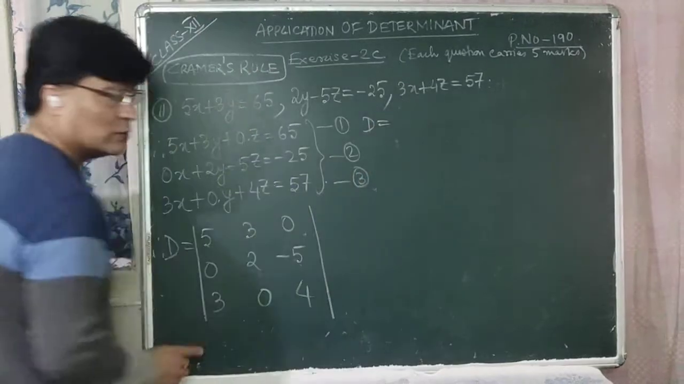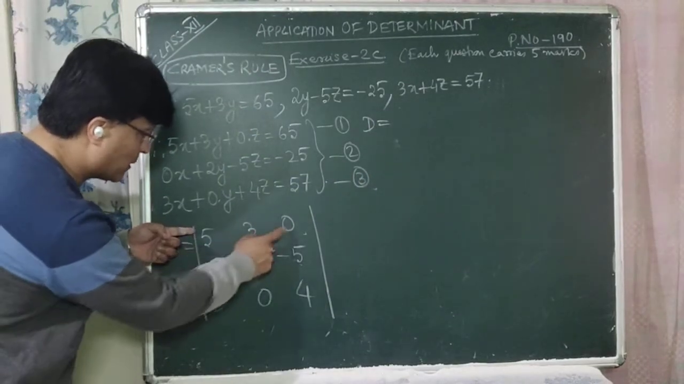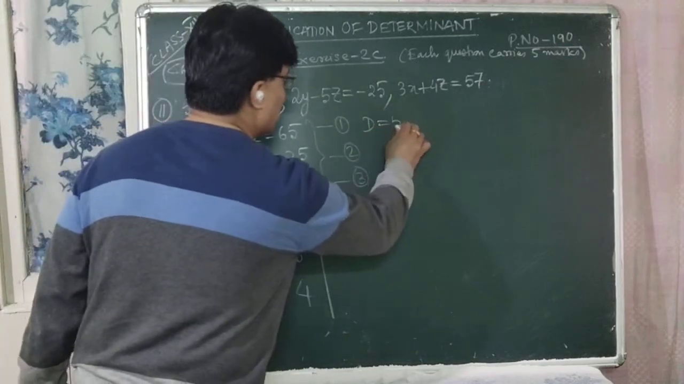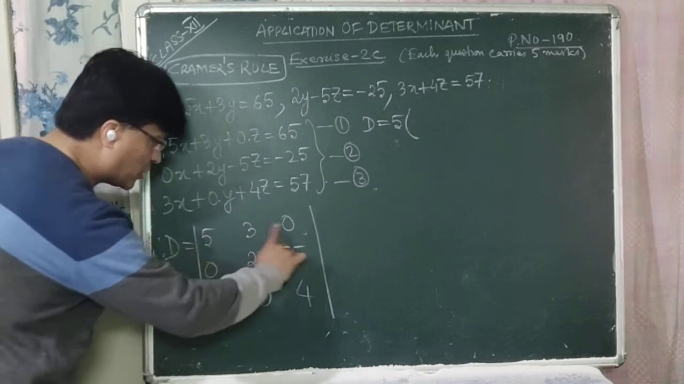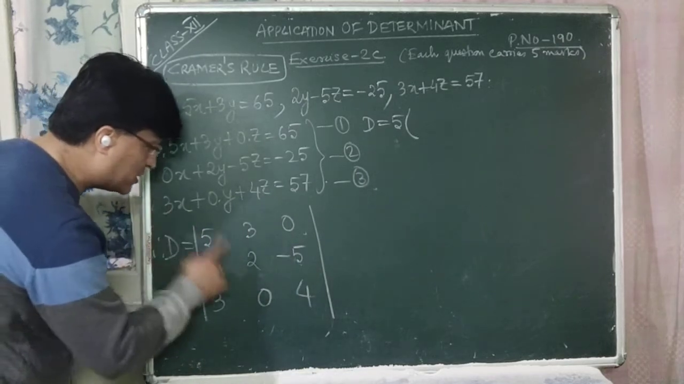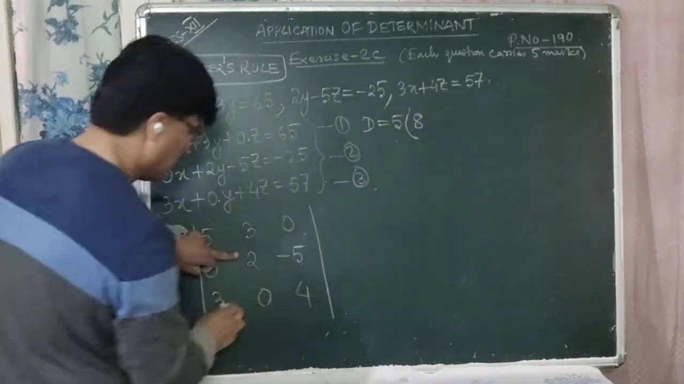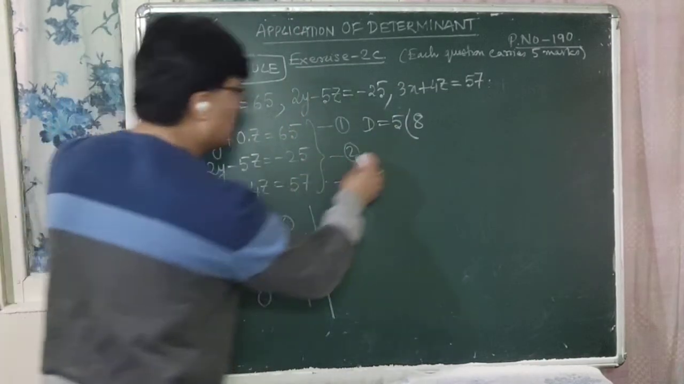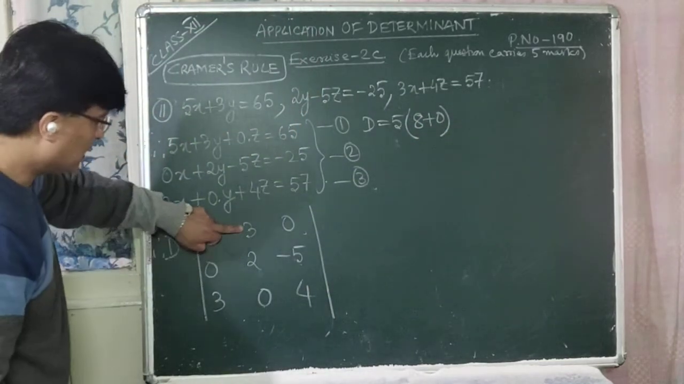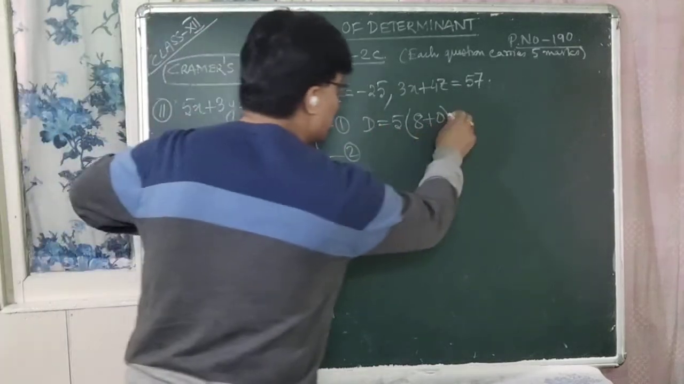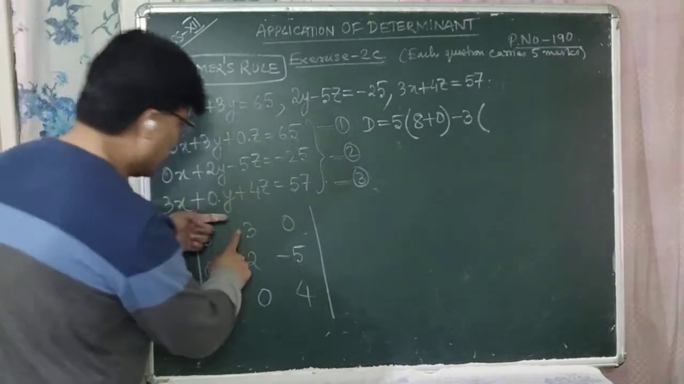D is equal to, expanding with respect to the first row, plus minus plus, so it is plus 5. Within bracket, delete the row and the column through the element 5, that is first row and first column are deleted. What remains? 2, minus 5, 0, 4. So 2 4s are 8. The minus 0 minus plus 0 plus 0, right? Is that clear? Next comes this 3, but minus 3. Minus 3 within bracket.